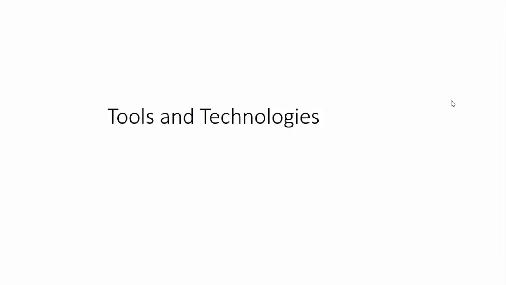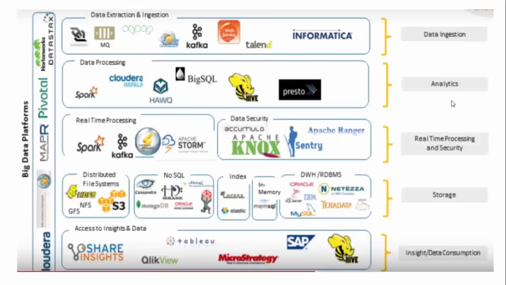Next, we will see the different tools available at each level. So the first level that we see is data ingestion. Now for data ingestion, the different tools that are available are Kafka, Informatica, Talend, Web Service. Next, for data processing or analytics, we have tools such as Spark, Cloudera Impala, Hawq, BigSQL, Hive, Presto. For real-time processing and security, we have again Spark, Kafka, Apache Storm, Apache Knox, Apache Ranger, and Sentry.